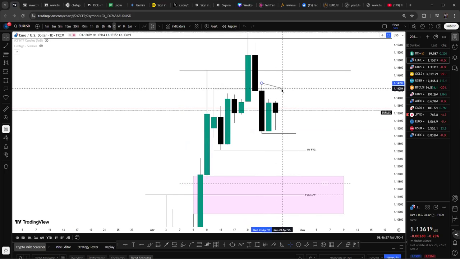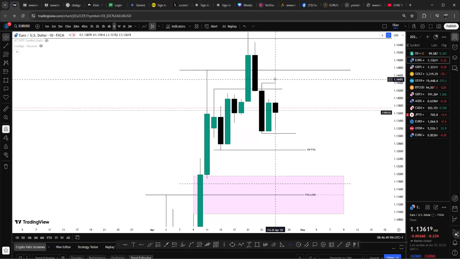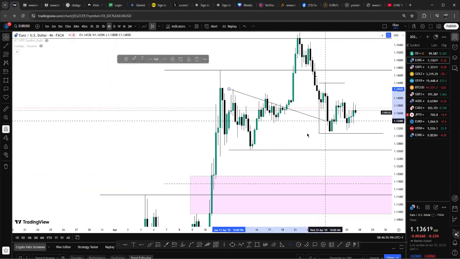So you have to be watchful. Maybe we'll create some SMT around this area. While DXY is taking the low of its own CRT, Euro USD might want to give us an SMT, but we really want to see price take the high of it if 4 hour has a key level above that area. So let's go to the 4 hour.